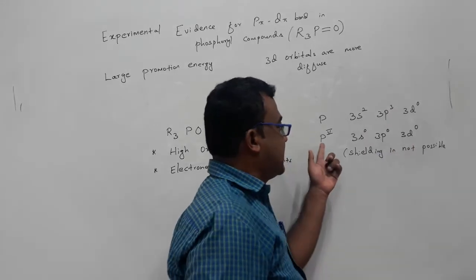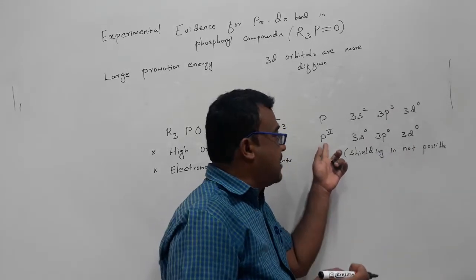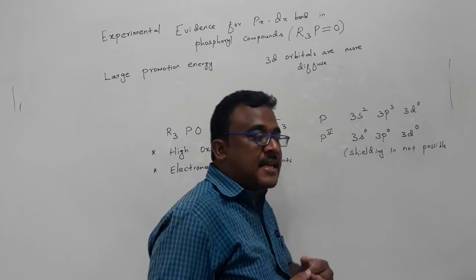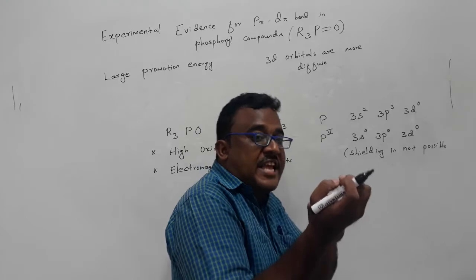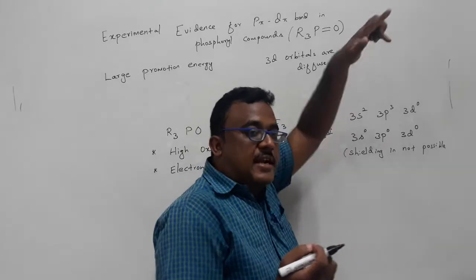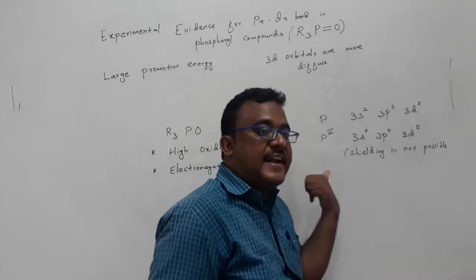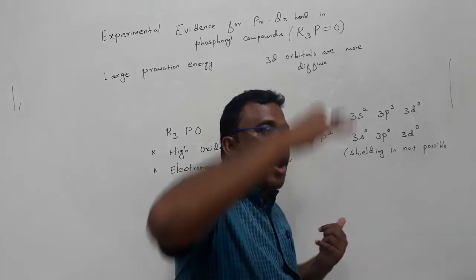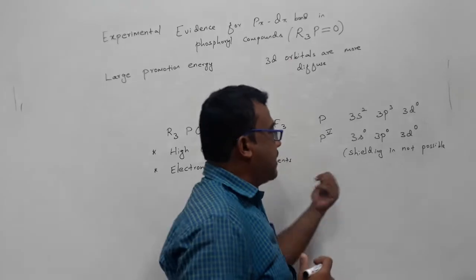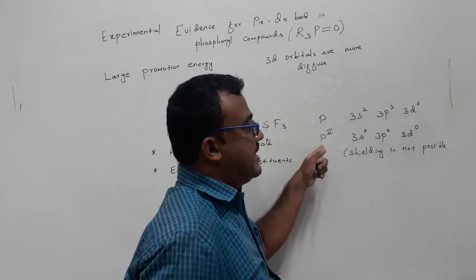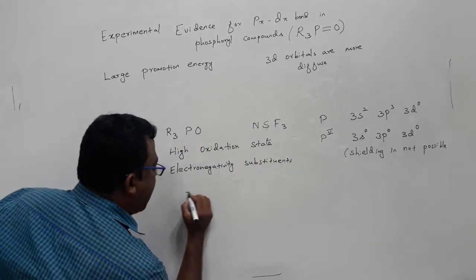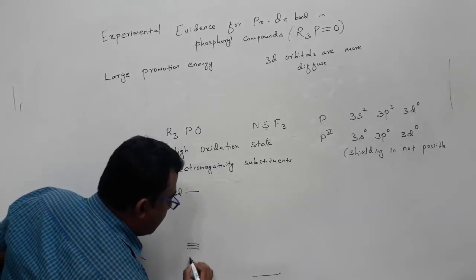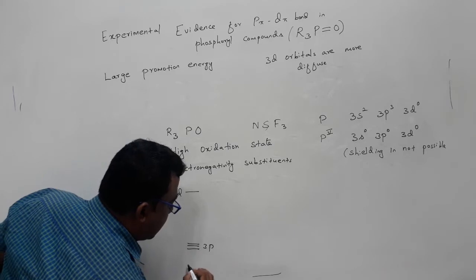Then what happens? Because of the high effective nuclear charge on the phosphorus atom or sulfur atom, the d orbital energy can come down, because we know from the hydrogen atom problems that when the effective nuclear charge changes, the orbital energy can come down. On that basis, the promotion energy is the energy gap between the 3d and 3s or 3p. This may be 3p or 3s.